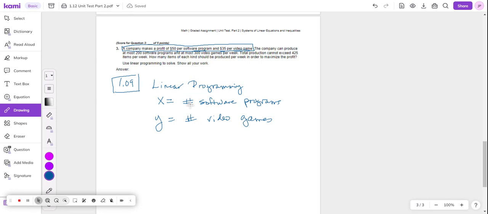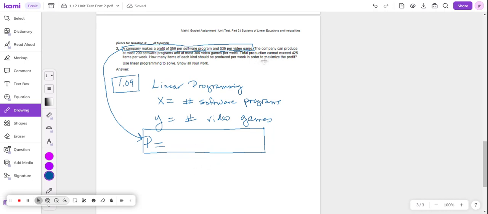X is the number of software programs that the company can produce. Y is the number of video games. And you'll start by making your profit equation. This is going to be the only equation in this problem. The rest of the problems are going to be inequalities. But you'll take this sentence and you'll make your profit equation. I'm not going to tell you any more than that first sentence is going to give you your profit equation. This is going to be the equation that you're going to either maximize or minimize.